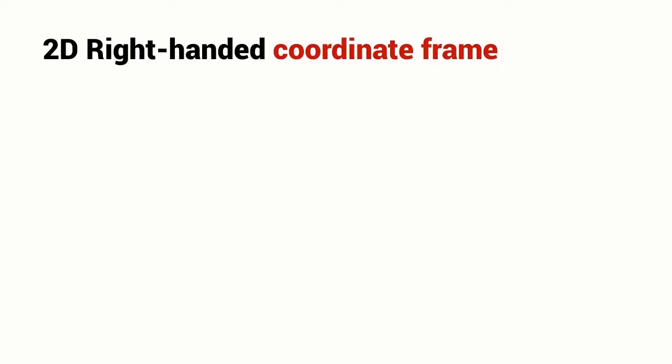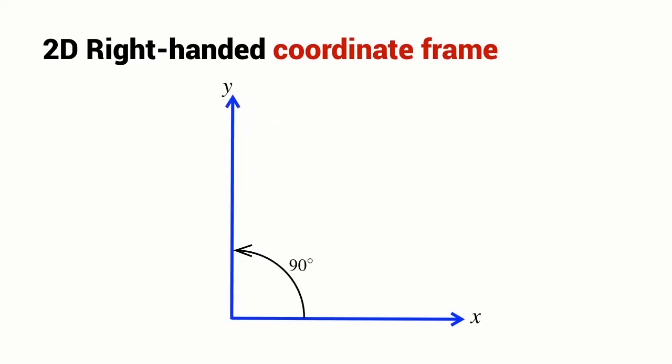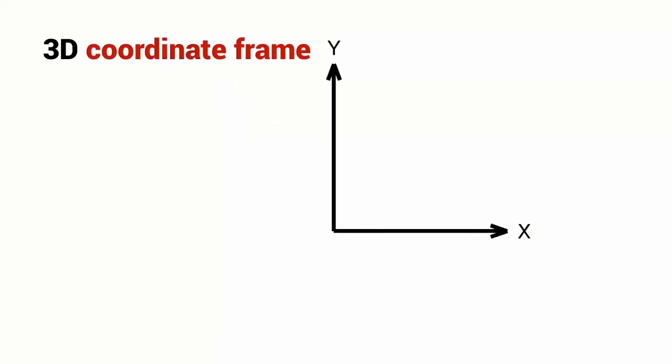In the previous lecture, when we were discussing two-dimensional worlds, we introduced the concept of a right-handed coordinate frame. Just to remind you, the right-handed coordinate frame is constructed like this. We draw the x-axis and then we swing the y-axis up by 90 degrees. A three-dimensional coordinate frame is actually very similar to the two-dimensional coordinate frame.